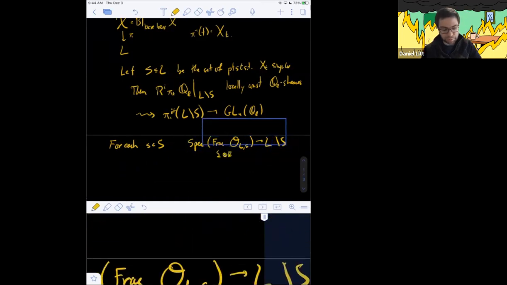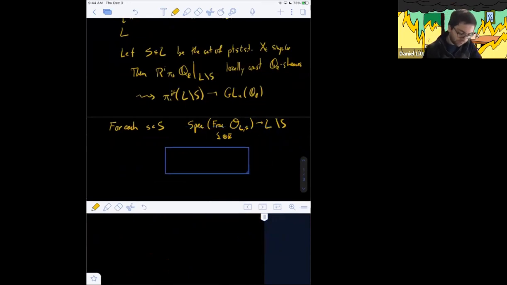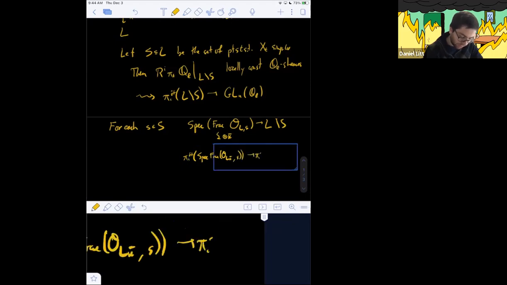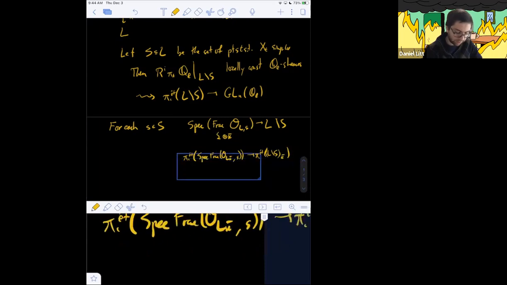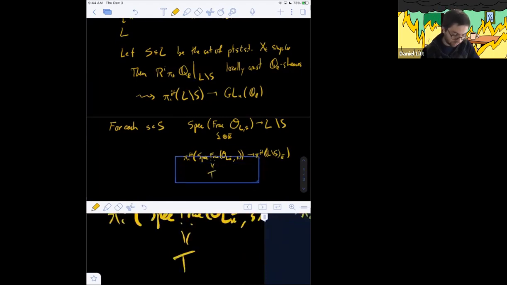So we start maybe over a finite field, but we're always going to be working with geometric fundamental groups. So we'll base change to k bar. So we get a map from pi1 étale of Spec of the fraction field of O_{L,S} k bar to pi1 étale of (L minus S) k bar. And this group here is what's called I_S, the inertia group at S.